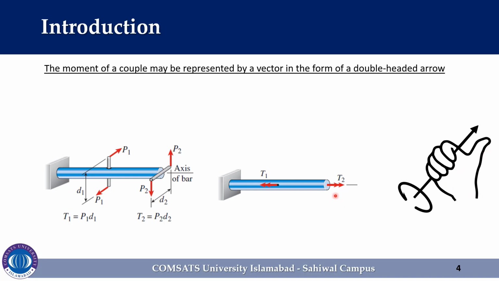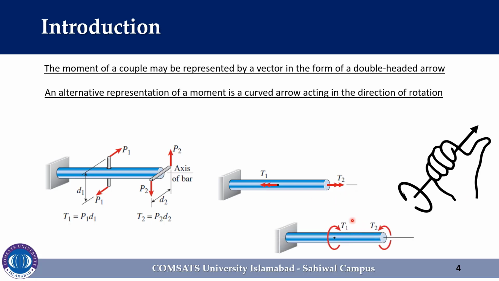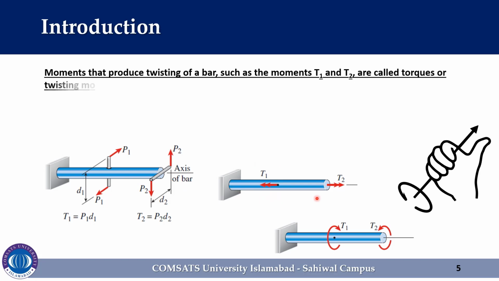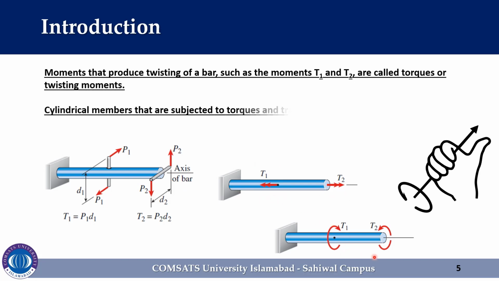However, an alternative representation of the moment is a curved arrow acting in the direction of rotation. Both the curved arrow and vector representations are in common use. The choice depends upon convenience and personal preferences. So we can say that moments that produce twisting of a bar, such as the moments T1 and T2 here in the figure, are called torques or twisting moments. And cylindrical members that are subjected to torques and transmit power through rotation are called shafts. For instance, the drive shaft of an automobile or the propeller shaft of a ship.